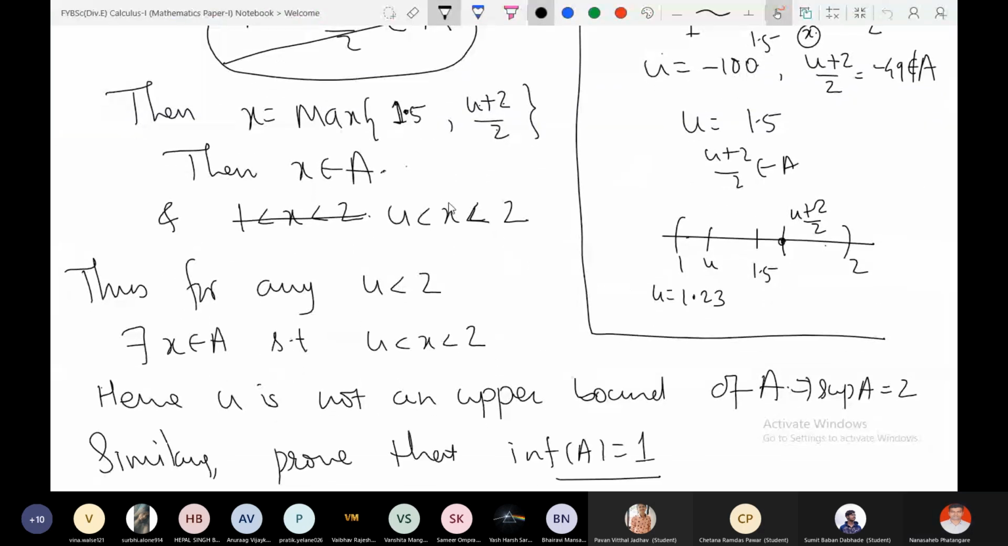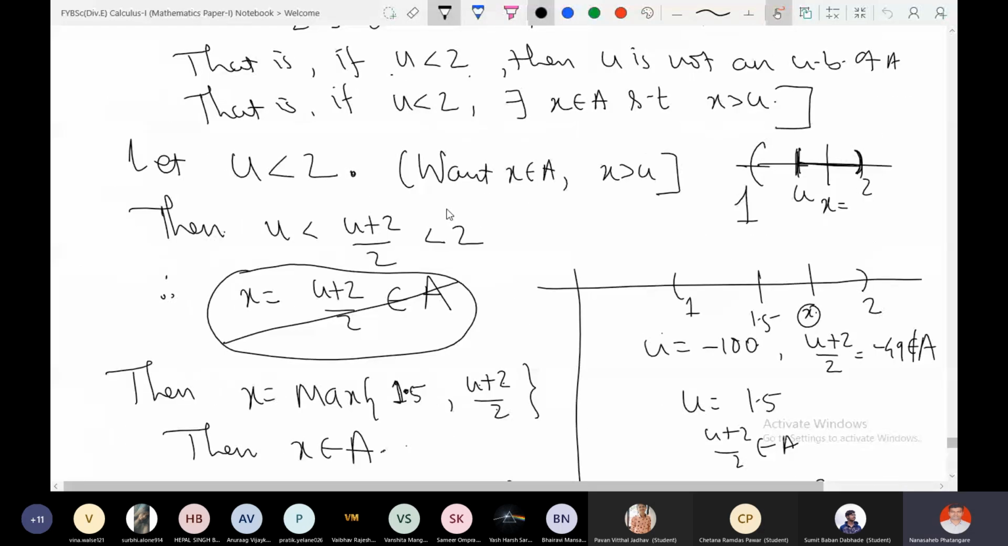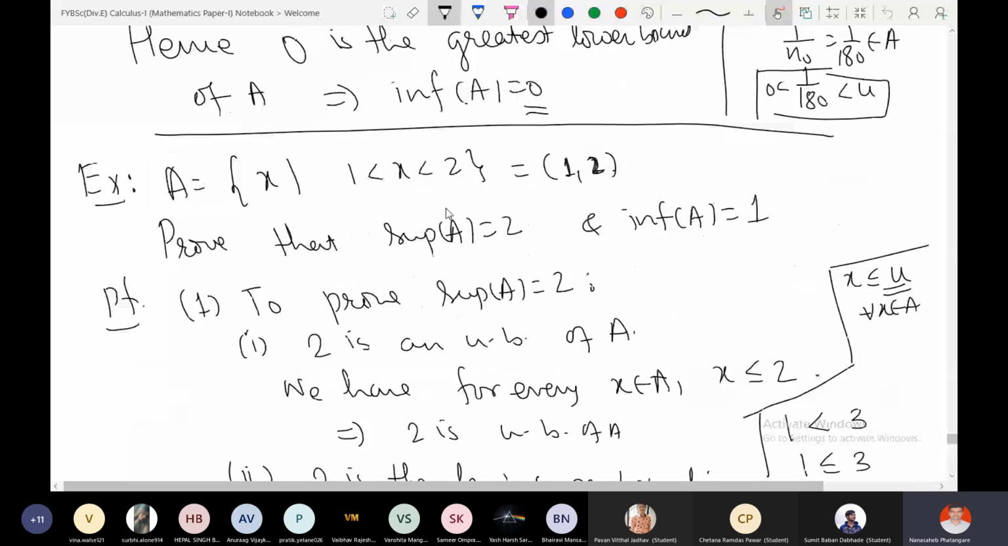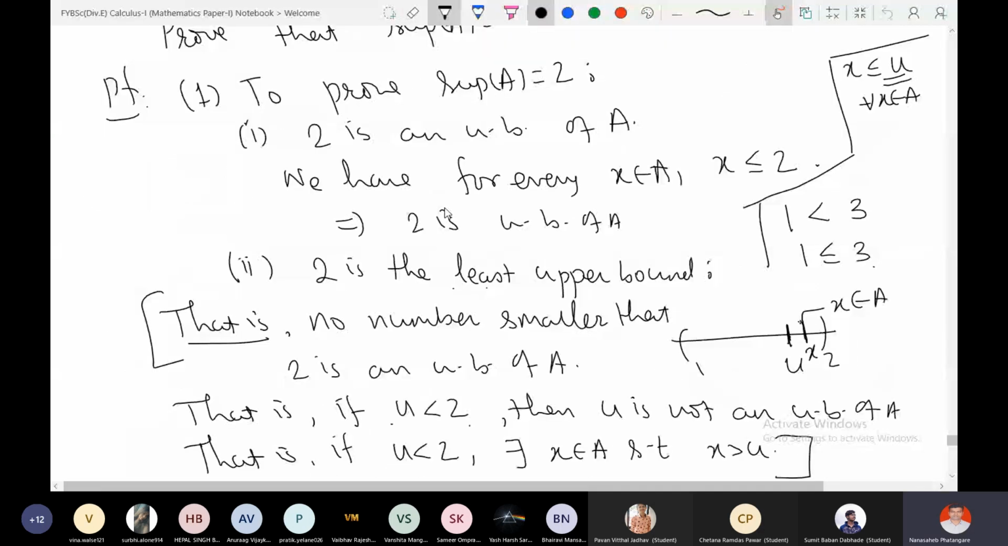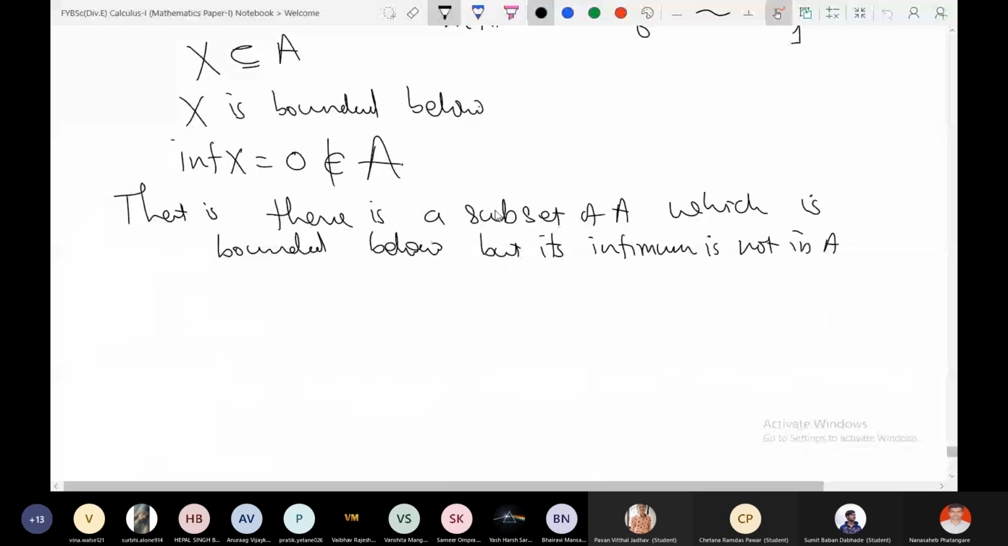Okay, so what were we talking about last time? Last time we were talking about supremum and infimum. Right, so all of you understood the definition of supremum and infimum. The definition of supremum and infimum is clear.